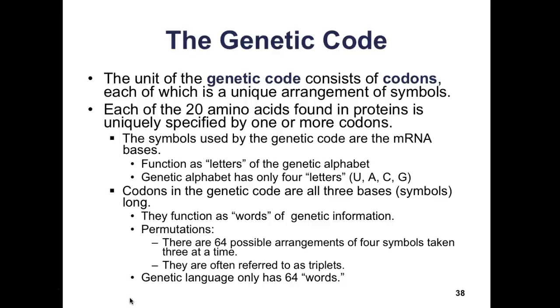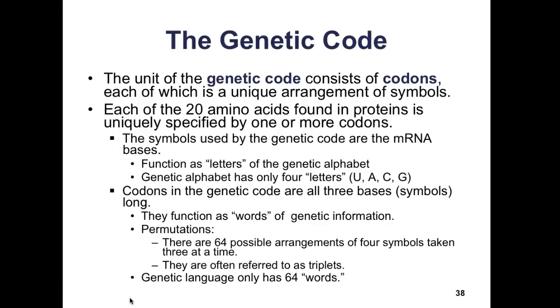We end it with looking at the genetic code, which is the unit that we use in molecular biology that consists of codons with unique arrangements that will code for each of the 20 amino acids that are found in proteins. Some of those amino acids are coded for by more than one codon.